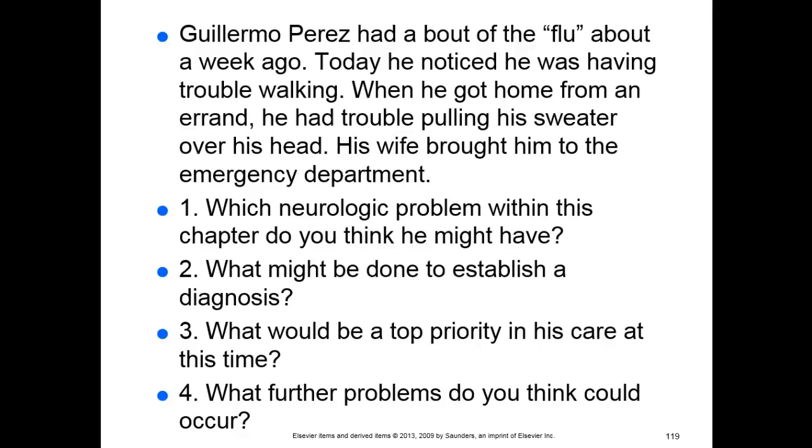And what further problems do you think could occur? If the disorder progresses, he could become paralyzed and need intubation and mechanical ventilation. He will probably develop dysphagia, be unable to communicate, be unable to perform activities of daily living, be unable to feed himself, and experience considerable pain.